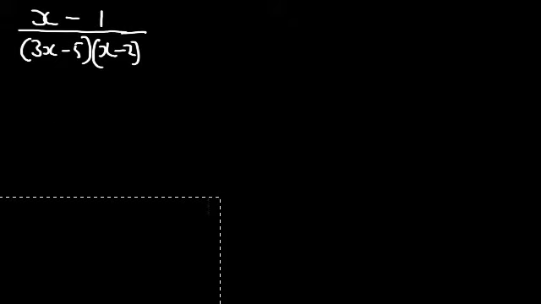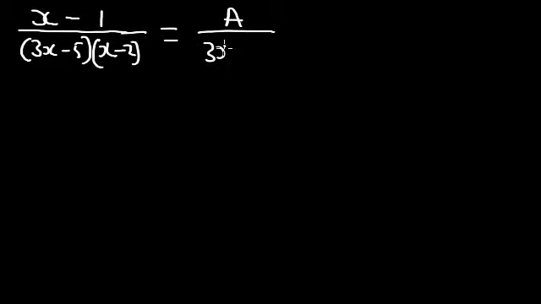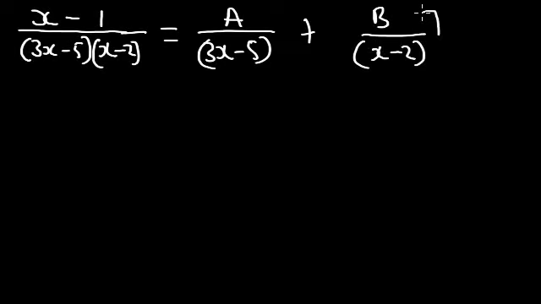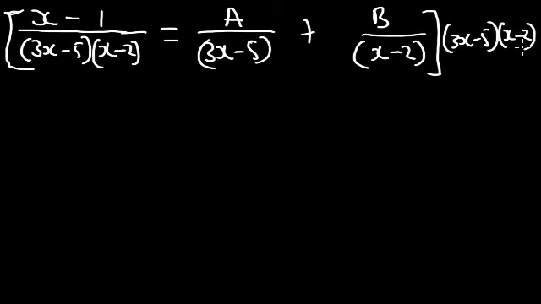So since we have two terms at the denominator, then we'll have two constants. That's just a divided by 3x minus 5, then plus b divided by x minus 2. So let's enclose that. We are multiplying everything by 3x minus 5 multiplied by x minus 2.